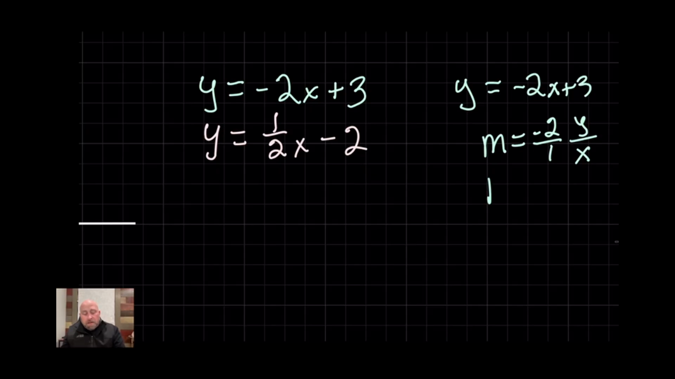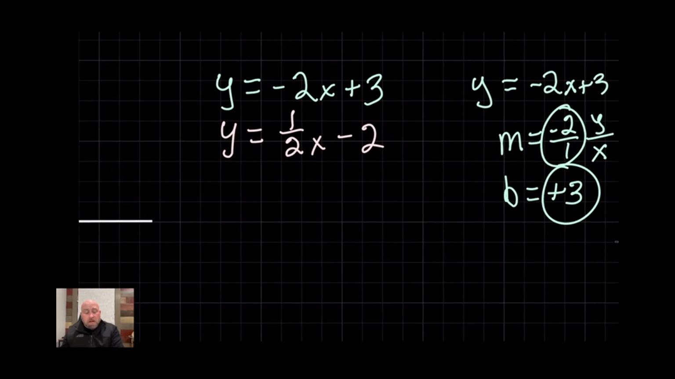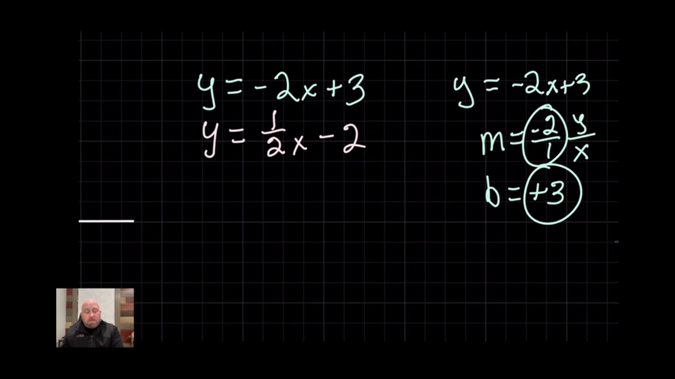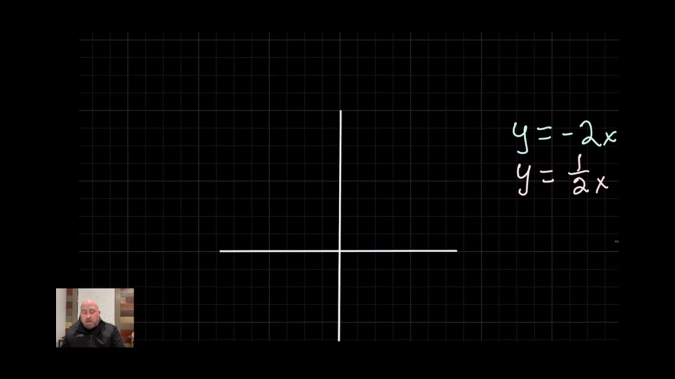Then we have our b. What is our b? That's our y-intercept, and that is a positive 3. So this is important to us, and this is important to us. We're ready to graph that green line right now. So let's go over there. What do we want to graph? We want to graph our y-intercept, so plus 3.